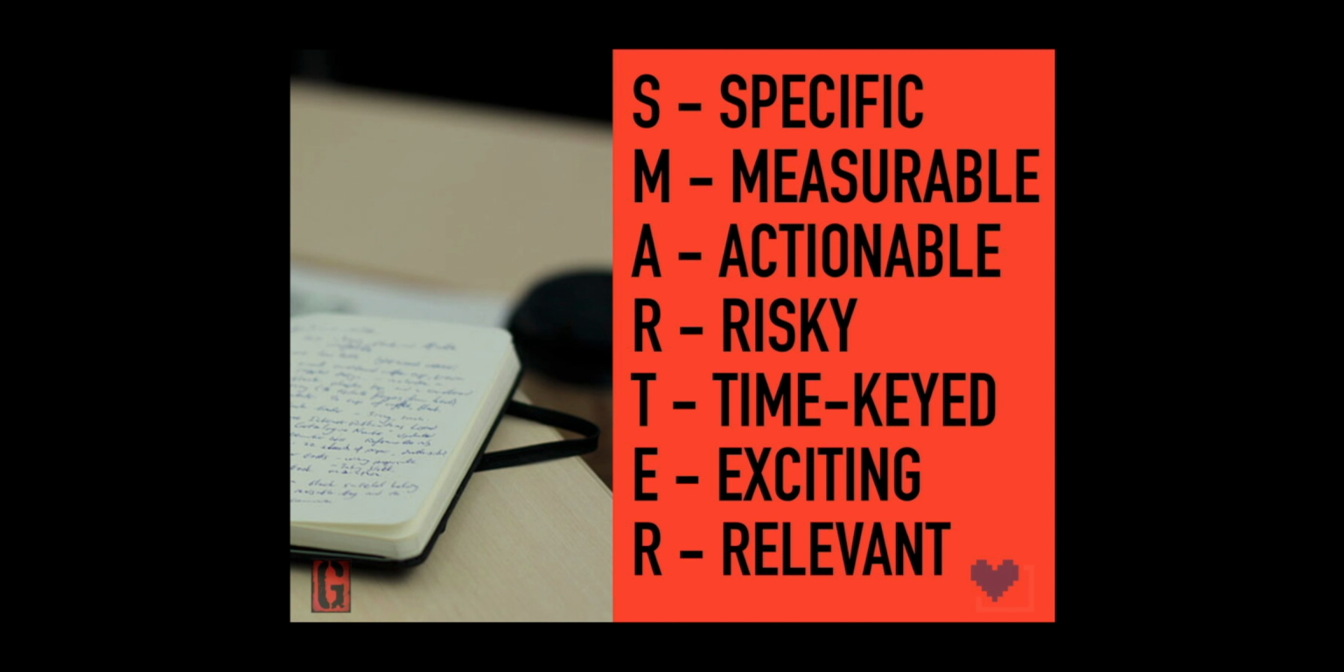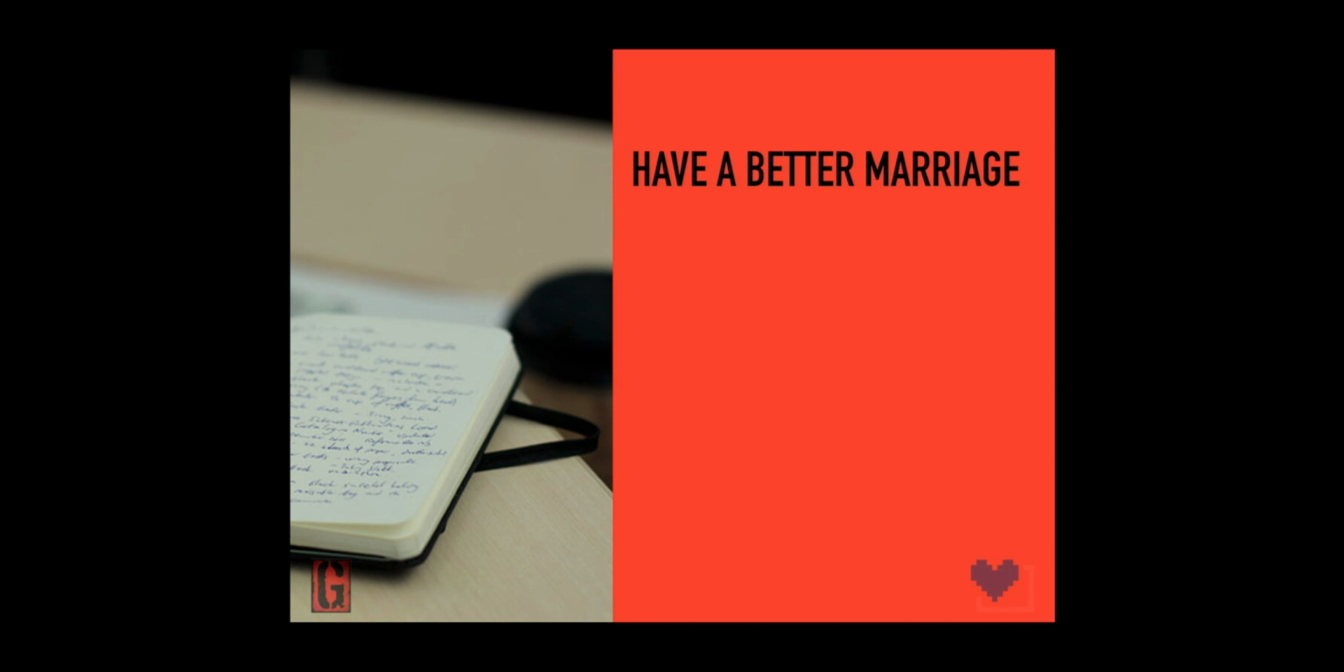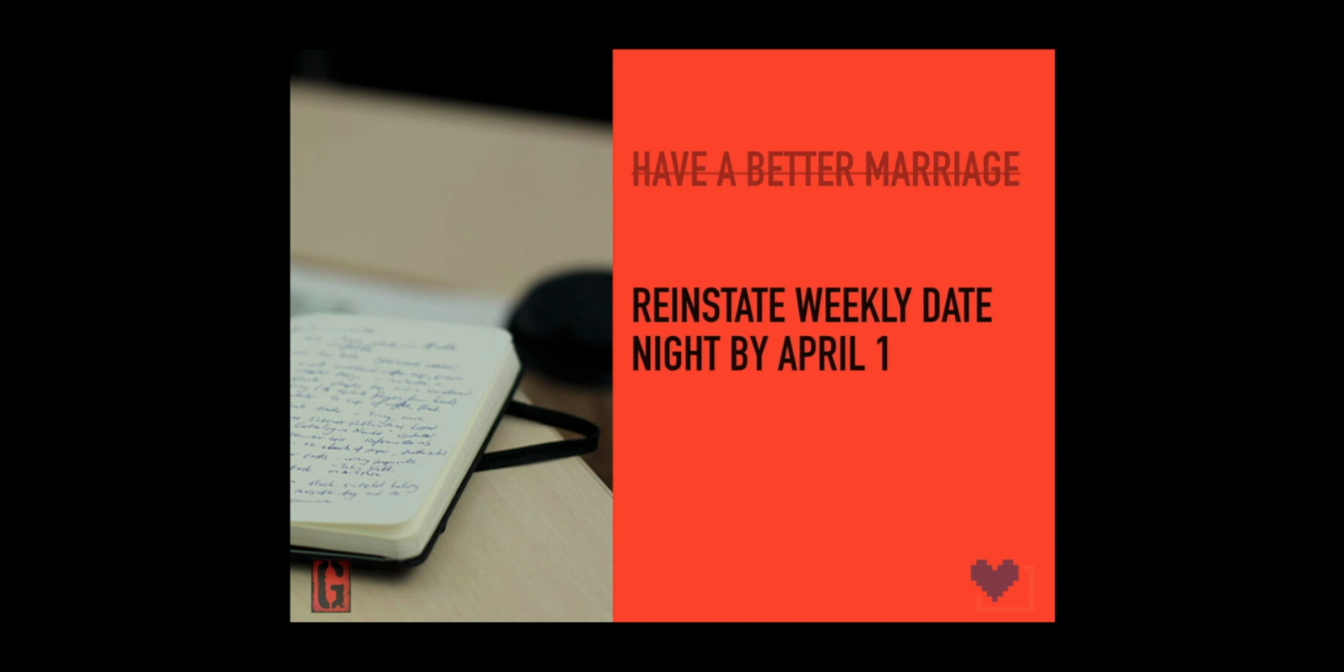So, for example, let's assume you're a parent of newborn baby twins. Instead of a goal of going to graduate school full-time to get an MBA, why not start with "take an online course in strategic planning"? So let's look at a goal all the way through. Maybe instead of "have a better marriage," what about something like this? "Reinstate weekly date night by April 1st."